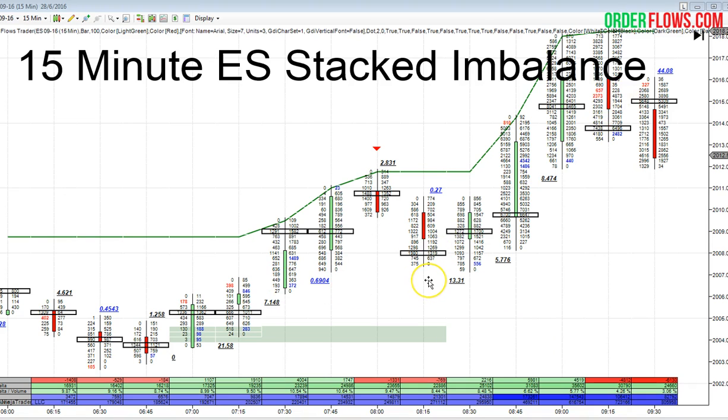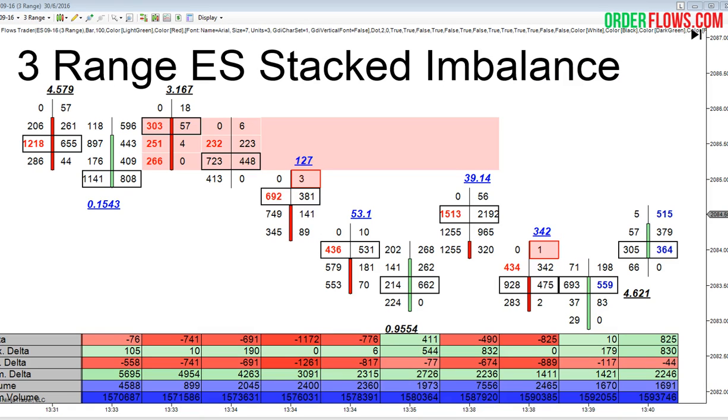These are examples. Yeah, I tend to grab the nicer examples, but you can look for yourself and you can see it. It's the same thing whether you're looking at it now, this is a 3-range E-mini stacked imbalance. Here you get the stacked imbalance 1, 2, 3. You get a pullback into it and you sell off. So what is this? 85.5 right here, down to 83.5.